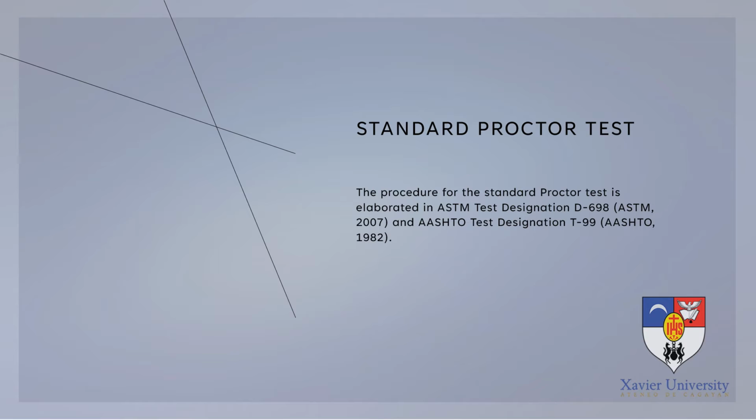Okay, the procedure for the standard Proctor test is elaborated in ASTM test designation D698 and the AASHTO test designation T99. So these provisions and specifications established by these organizations present the standard procedure for the conduct of our standard Proctor test.